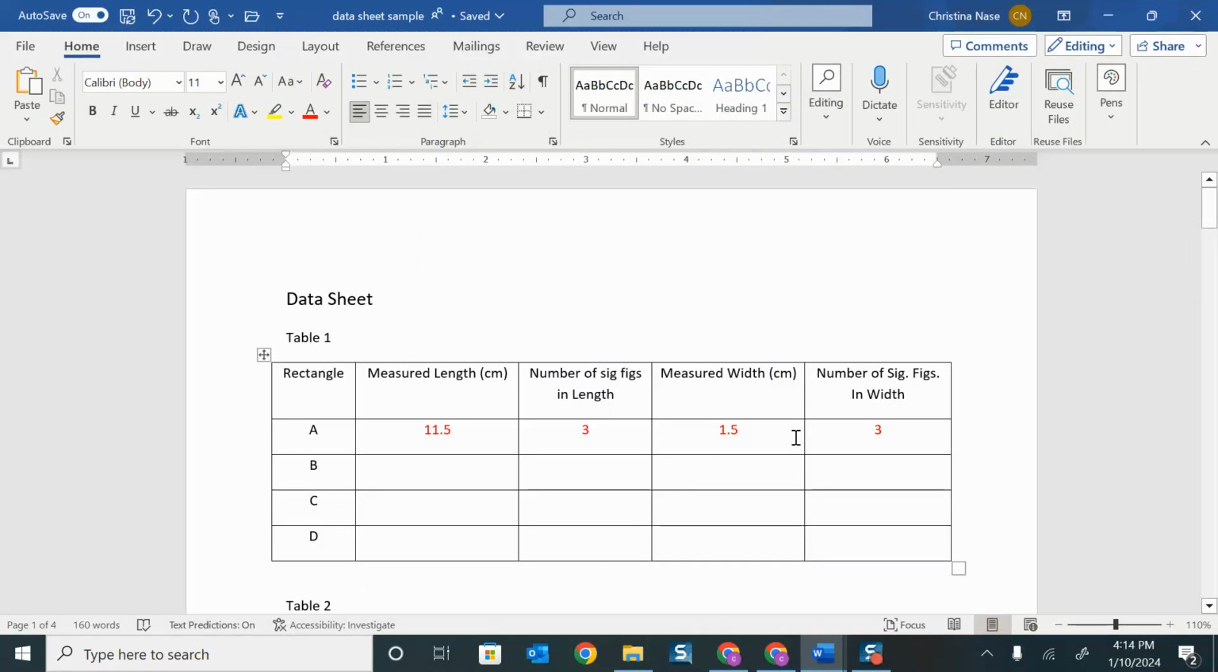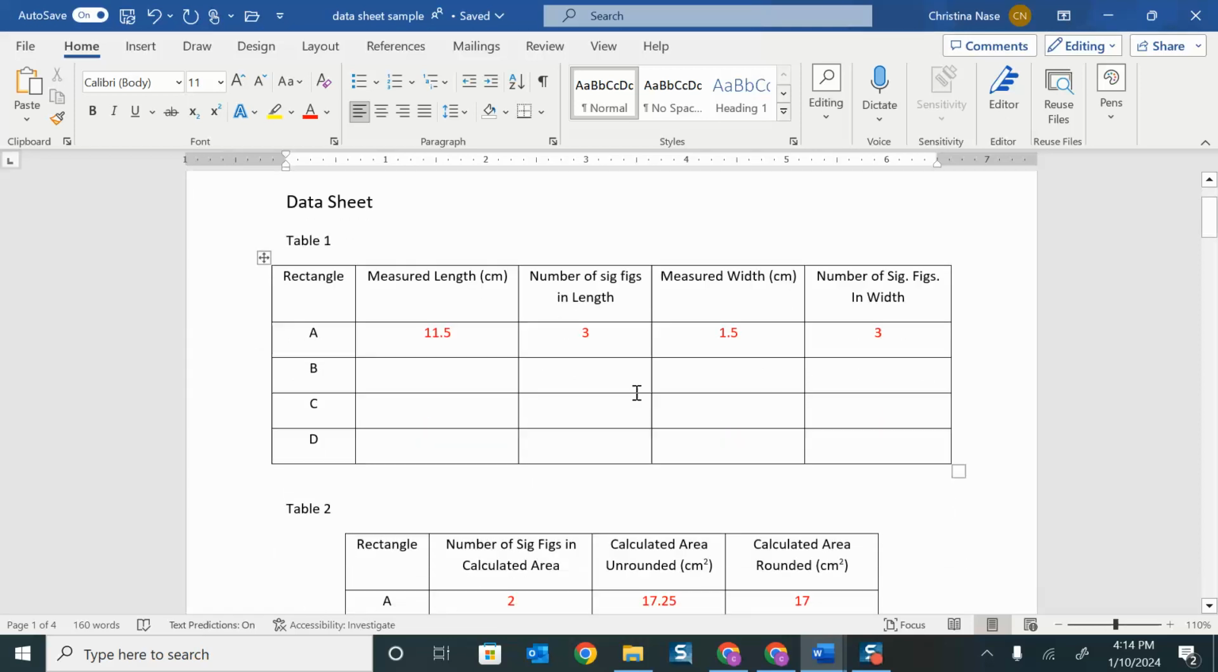Here we go. I picked different rectangles than the ones that you have, just so you can see a different set of numbers. For this one, the length was 11.5 and 1.5 for the width. Now again, this is not a real rectangle that's on your sheet. You'll measure your own.